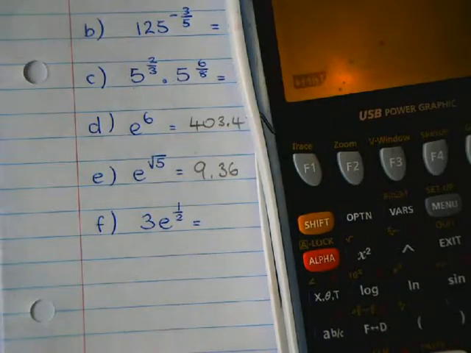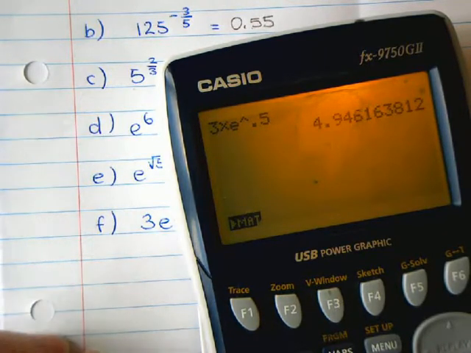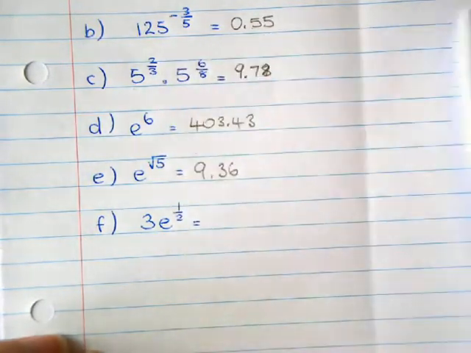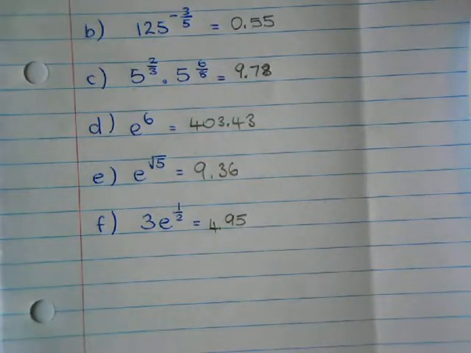And the last one, moving a wee bit more, 3 times e to the power of a half, putting into our calculator, 3 times e to the power of 1/2, I'm just going to use 0.5, and hit enter, and you get 4.95.